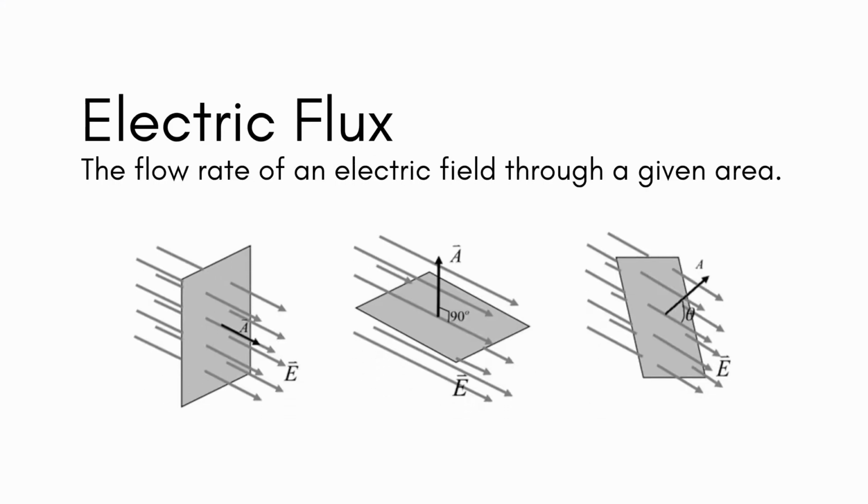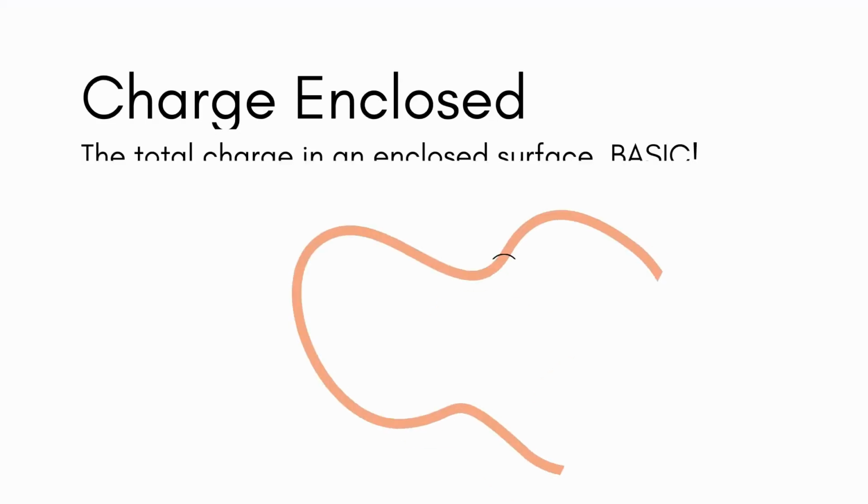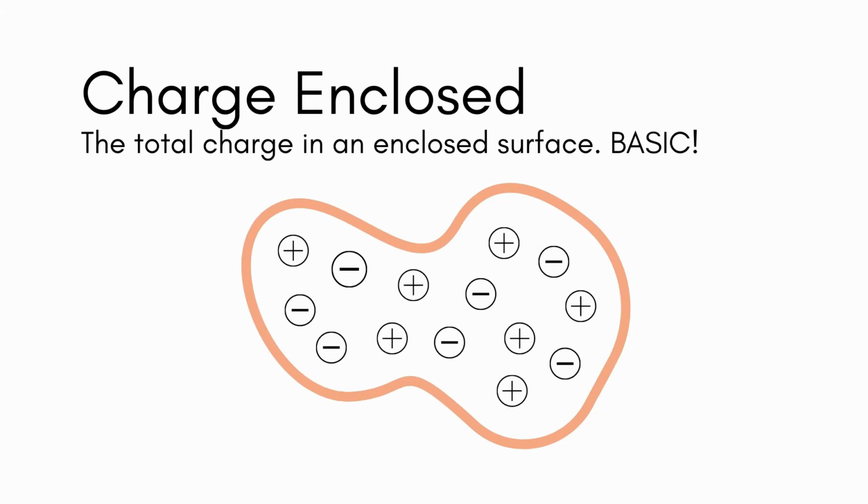Your electric flux is the flow rate of an electric field through a given area. Yung given area naman natin in this case is the Gaussian surface, which is enclosed surface in 3D space. Basically, para siyang ping pong ball, I guess. Like, it's pretty much just a closed-off surface, ganun. Yung charge enclosed naman is just the total charge na nasa loob ng Gaussian surface. Parang yung hangin sa loob ng bola.